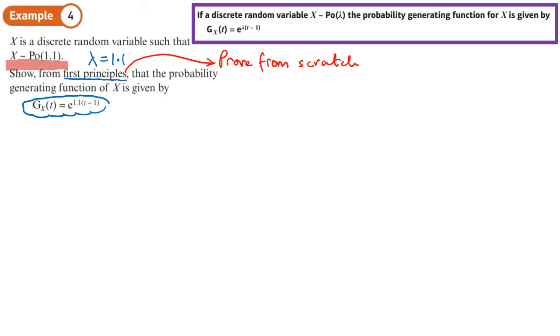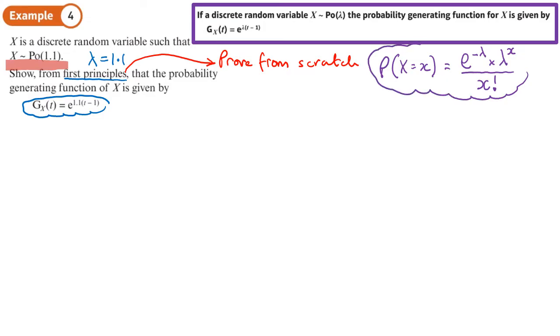The same thing when you want to find a derivative from first principles, we start with the fact that we know how to find a gradient. That's what we start with. So what do we start with here? Well, we start with the way that we work out the probability of x for a Poisson distribution, and that is e to the power of negative lambda times lambda to the power x over x factorial. So this is our starting point.